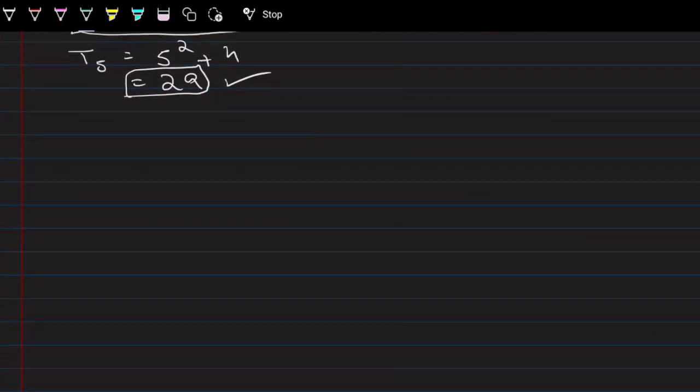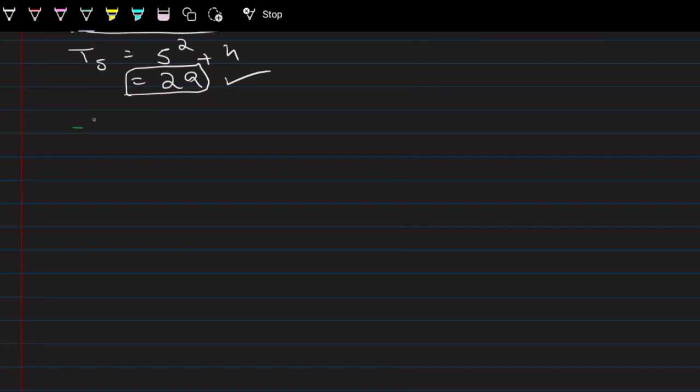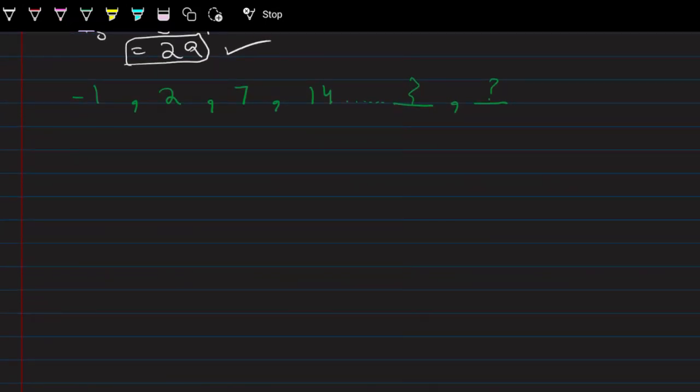Let's say we have a sequence: -1, 2, 7, 14, and so on and so forth, right? And so I want you guys to find this term and this term. I'll give you a second to do that. If you couldn't, that's also fine. We can just do this the slightly long way.